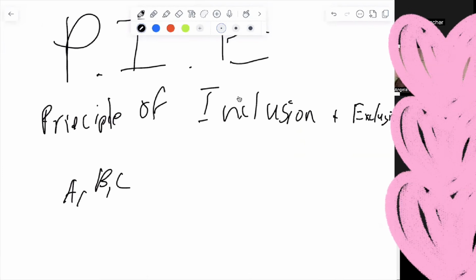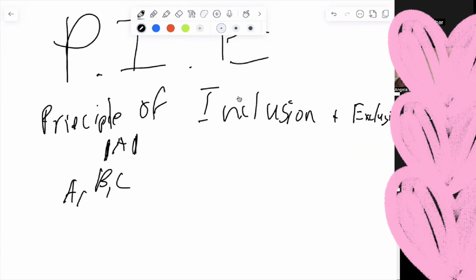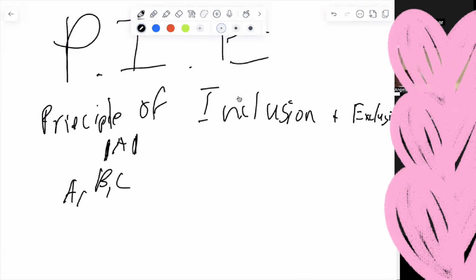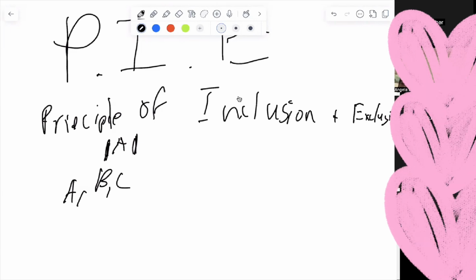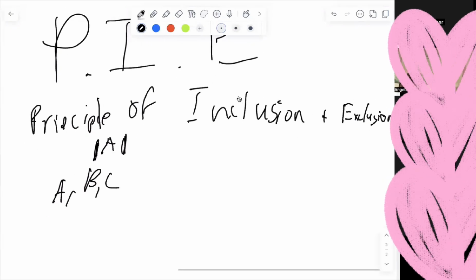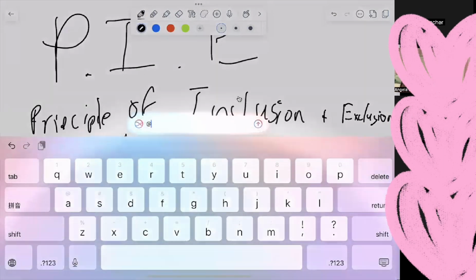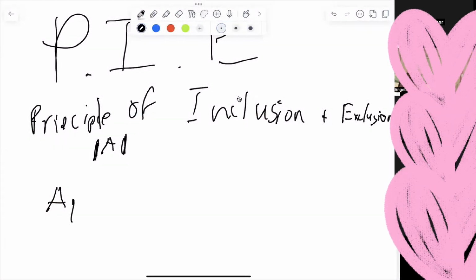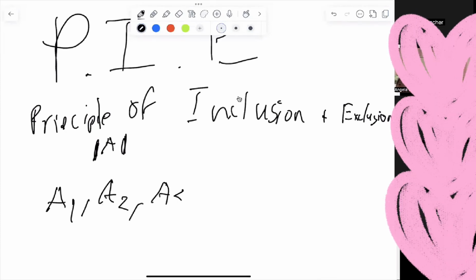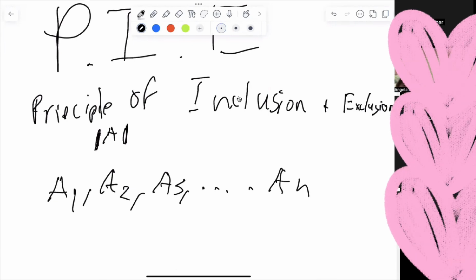We'll use these two bars over the left and right of A to represent the number of elements in that set. Say we have A1, A2, A3, and so on to A sub n sets.